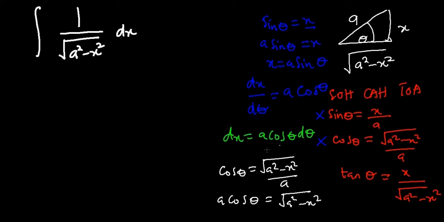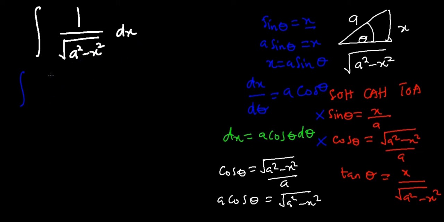Now that you've gotten these equations here, we can actually finalize or simplify this question here. So let's look at that. Now you had the question to be the integral of 1 over the square root of a squared minus x squared times dx.